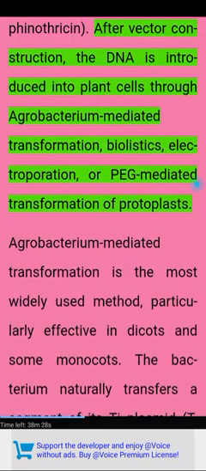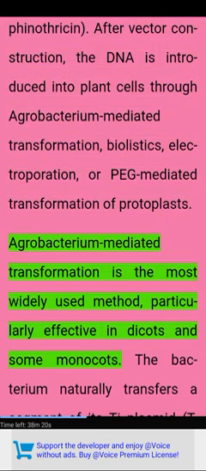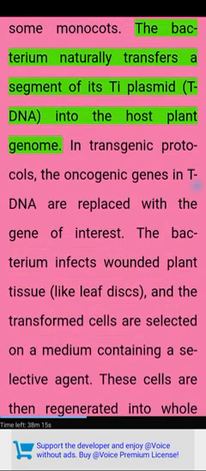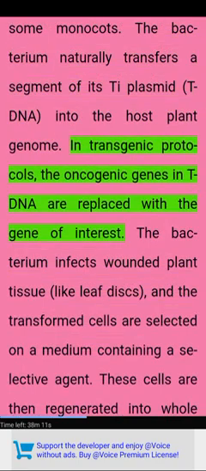After vector construction, the DNA is introduced into plant cells through Agrobacterium-mediated transformation, biolistics, electroporation, or PEG-mediated transformation of protoplasts. Agrobacterium-mediated transformation is the most widely used method, particularly effective in dicots and some monocots. The bacterium naturally transfers a segment of its Ti plasmid, T-DNA, into the host plant genome. In transgenic protocols, the oncogenic genes in T-DNA are replaced with the gene of interest.